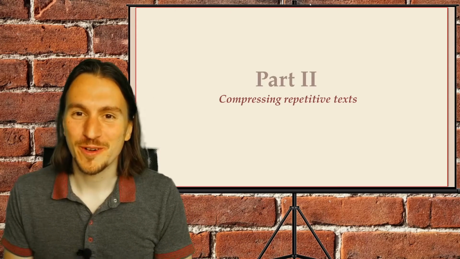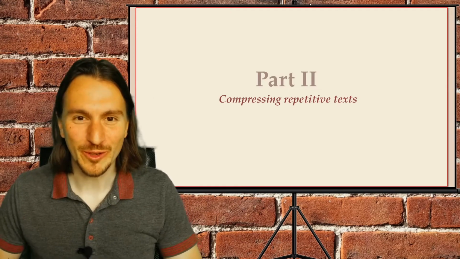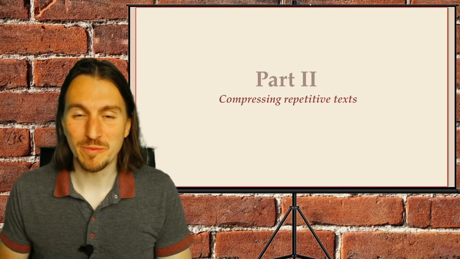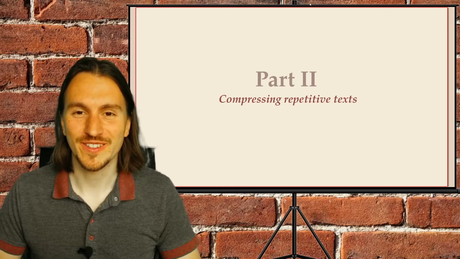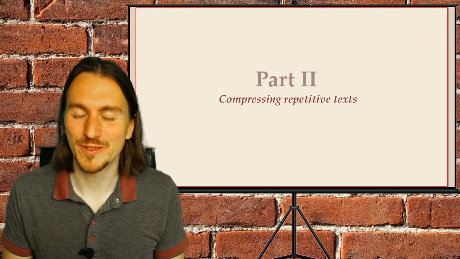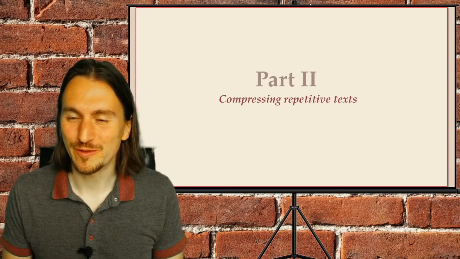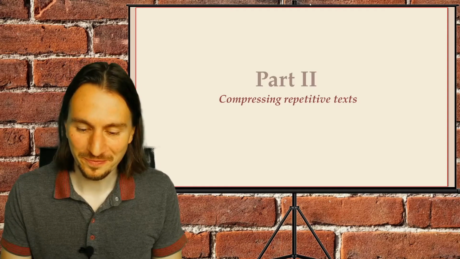In the first part of the compression chapter, we talked about how to exploit character frequencies. In this next part, we will talk about repetitive parts in the text and how to exploit this. And we will see the Lempel-Ziv methods as one core representative of this family of compression methods.